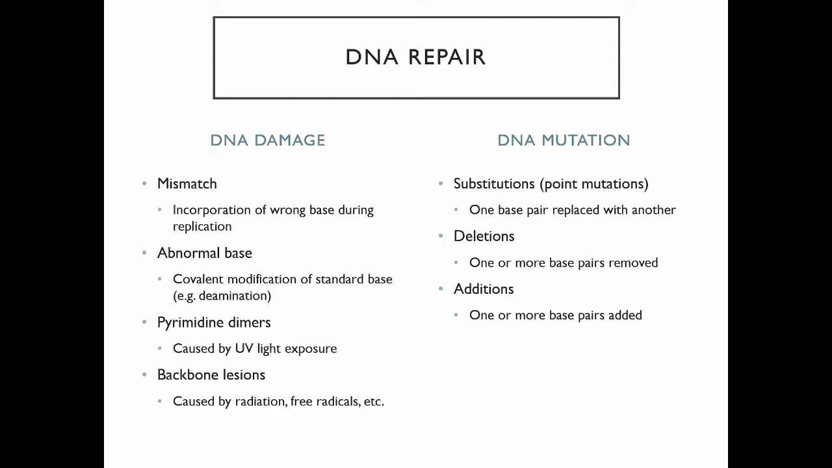Substitution mutation is what it sounds like. It's when one base pair is replaced with another one. So if you had, say, an AT base pair at a certain position, and due to a mutation or a mistake in replication, you would end up with a GC base pair at that spot.